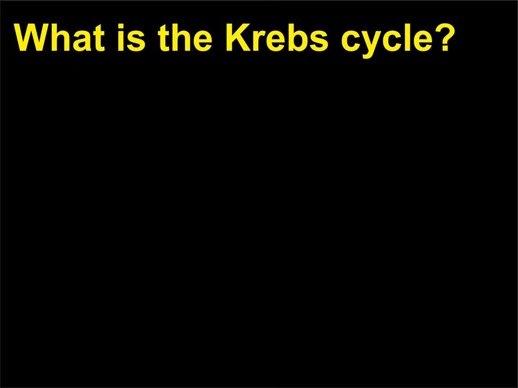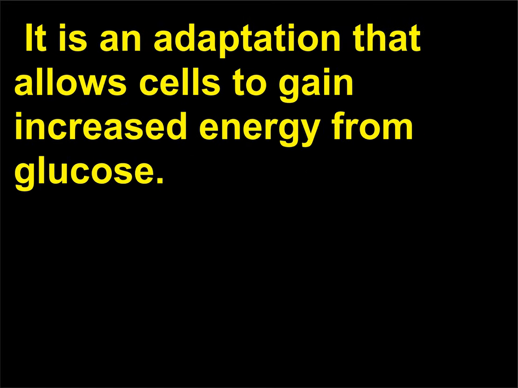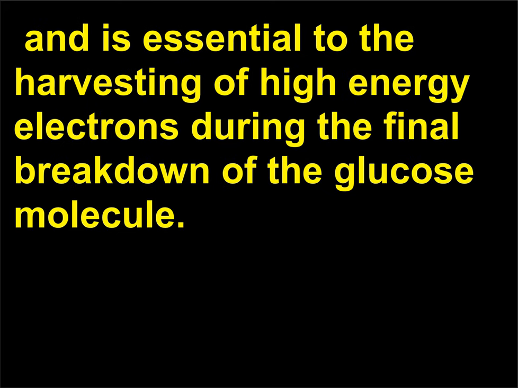What is the Krebs cycle? The Krebs cycle, also referred to as the citric acid cycle, is central to aerobic metabolism. It is an adaptation that allows cells to gain increased energy from glucose. The process is critical to the development of multicellular organisms and is essential to the harvesting of high-energy electrons during the final breakdown of the glucose molecule.